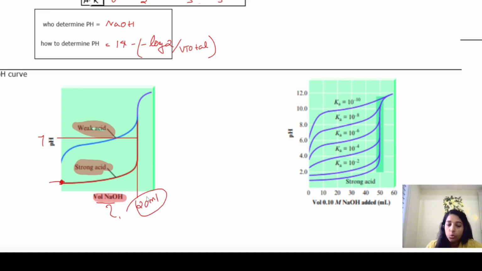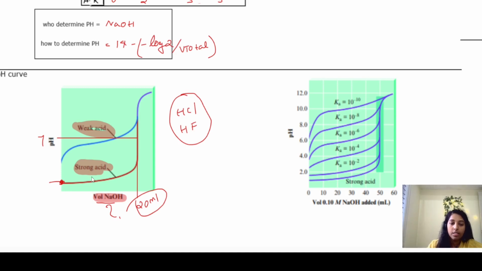The endpoint is 20 ml, because the number of moles we are taking is the same, correct? That's it. So if HCl is replaced by HF at the same concentration, then the same endpoint will be there. Okay, but the pH will be different.